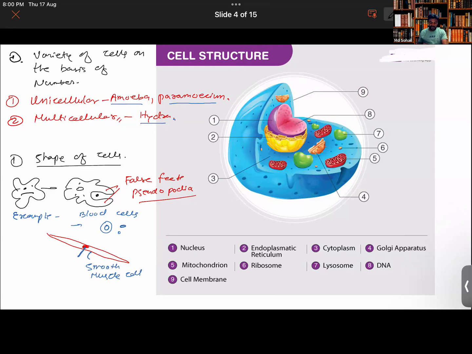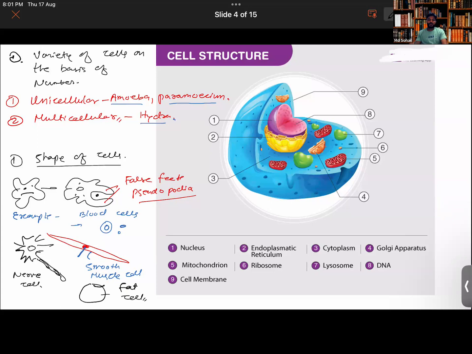Then you have the example of nerve cell also. Neurons. The structure somewhat looks like this, right? That is the head, and that is its tail. And it has also got a nucleus. Then you have got fat cell also. Fat cell also looks somewhat spherical, somewhat like this.